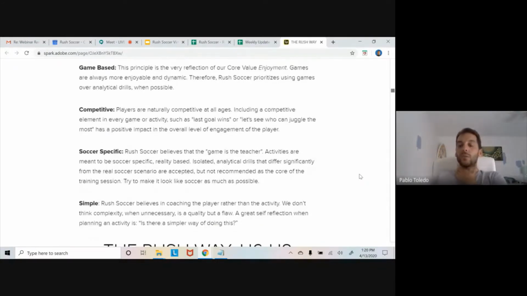And to explain a little bit more, game-based. We're saying that everything you can do, if you put it in a game, it's more engaging and it's normally a little bit more fun. So if you can make a drill to cross balls to the box, if you actually put it in a game, you'll notice that your kids are going to be more engaged. It tends to be a lot more fun.